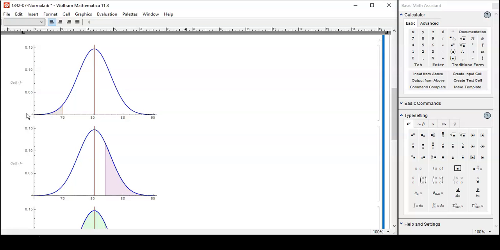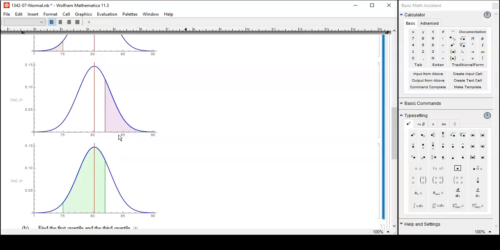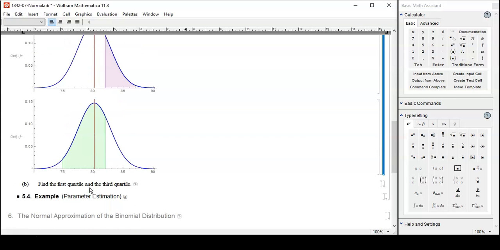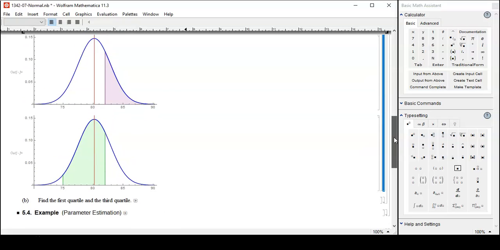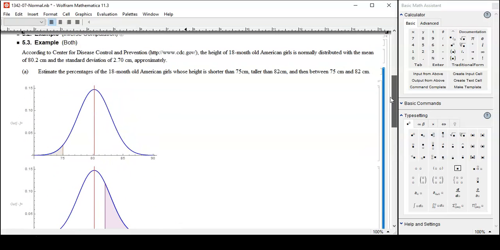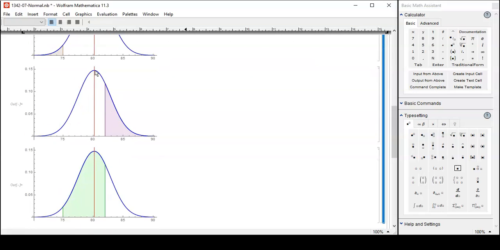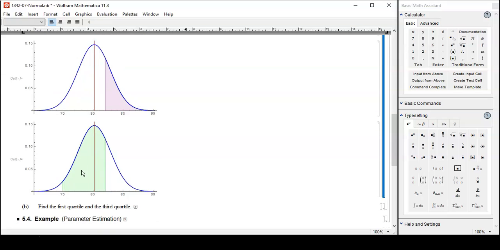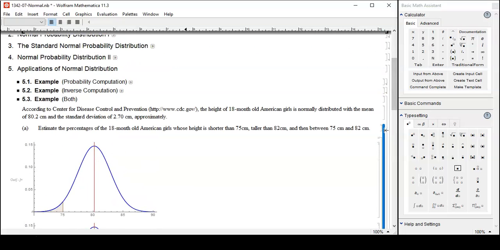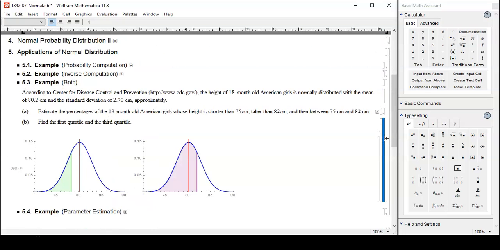Estimate the percentages of 18-month-old girls whose height is shorter than 75 centimeters, taller than 82 centimeters, and between 75 and 82. Basically, I'm asking you to do this. Shorter than 75, taller than 82, and in the middle. How would you do that? Well, it's basically three problems. Z-score for this, and then look up the table. Z-score for that, and look up the table, and some further work. And with 2 z-scores get appropriate area computation. Good luck.